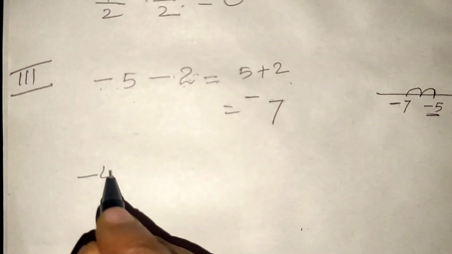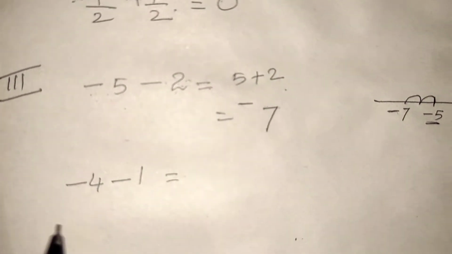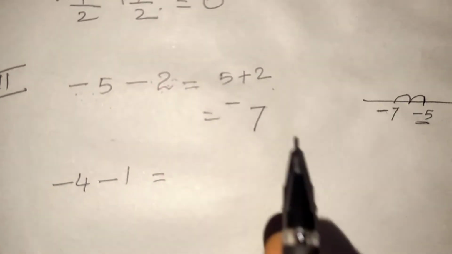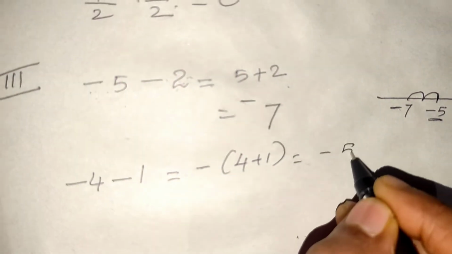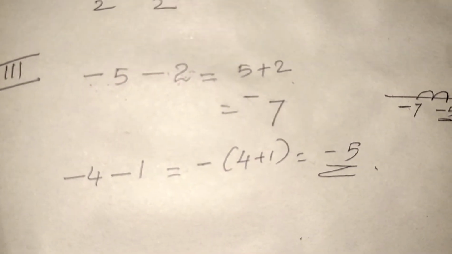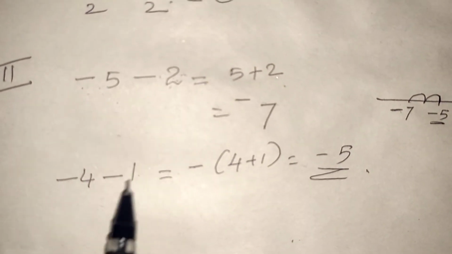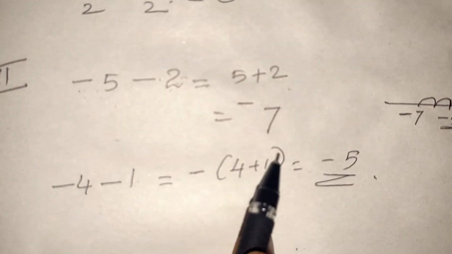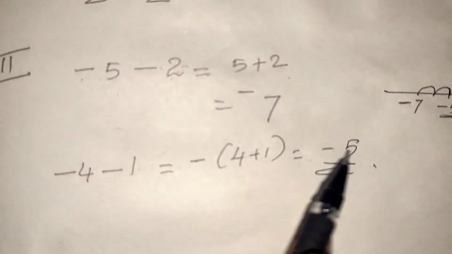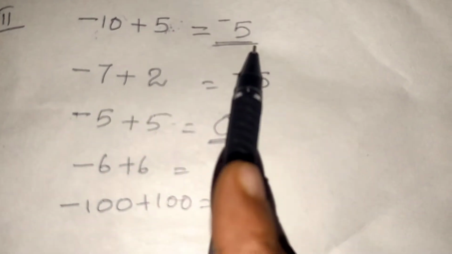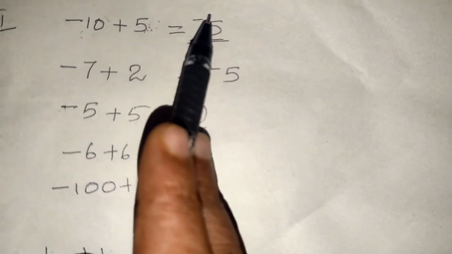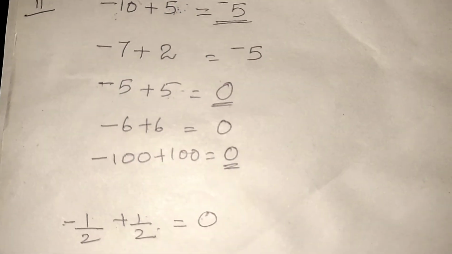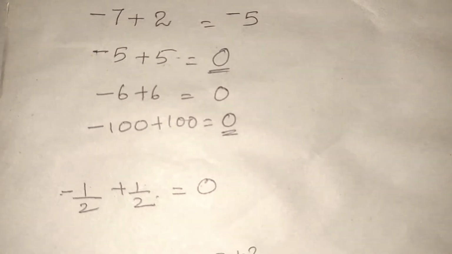Then what about negative 4 minus 1? Negative 4 minus 1 is equal to negative of 4 plus 1, that is negative 5. So if the numbers have the same sign, find the sum and put the same sign. And if the numbers have different signs, find the difference and put the larger number's sign on the answer.